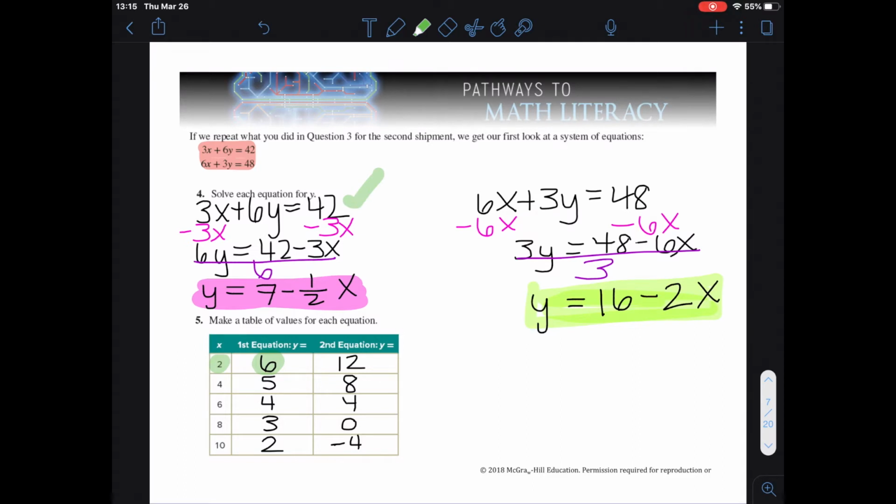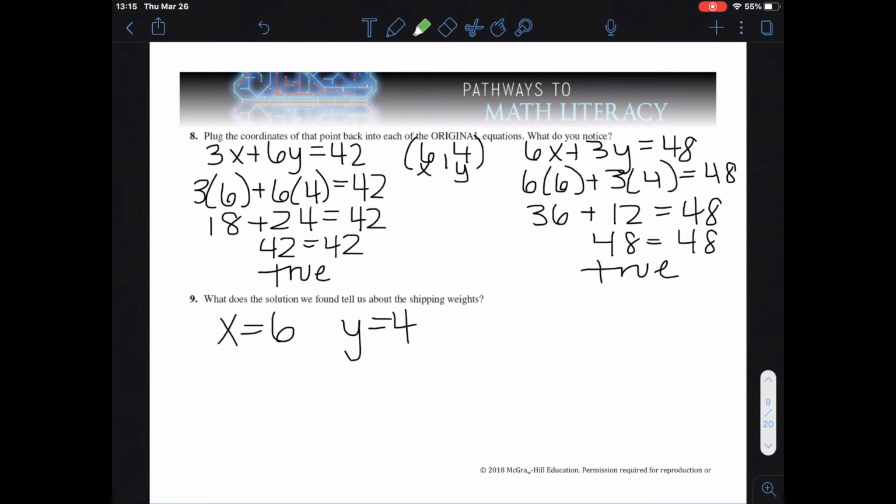It is a possible weight for these. However, if you try to plug 2 and 6 into the second equation, it's not going to work. You would have to plug in 12 to be able to make that a true statement. So our goal was to find an x and y value that satisfied both equations simultaneously. So this solution, the one that satisfies both, tells us exactly what the weight is of each object.